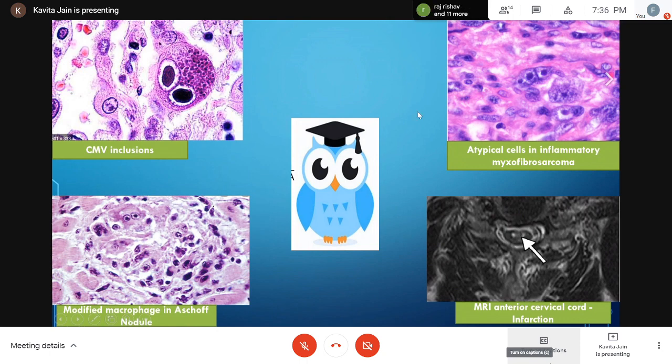So these two conditions are not difficult to differentiate because inflammatory myxofibrosarcomas will most commonly be seen in soft tissues, subcutaneous tissues, and we have a lot of pleomorphic spindle cell background with myxoid areas and all that stuff. And in rheumatic heart disease, of course, we have the convincing history of rheumatic heart disease. We'll have a tissue from myocardium, etc. And we don't have any mitotic activity.